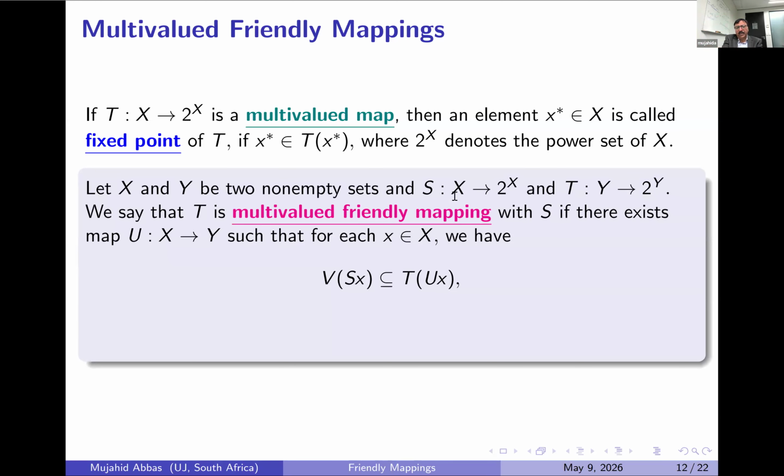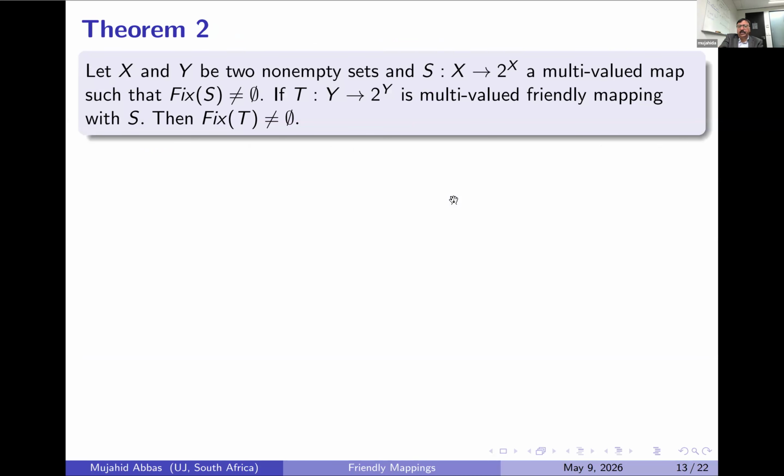We say that we have two multi-valued mappings. T is friendly with S if there exists a mapping U from X to Y, and you can see that this mapping is single valued, such that V of Sx is contained in T of Ux. And here you can see what we mean by V of A: V of A means the collection of all U of a, where a is coming from A, where A is some subset of X.